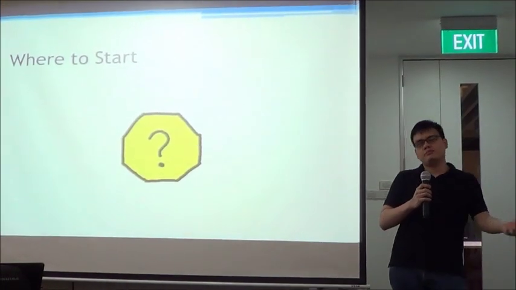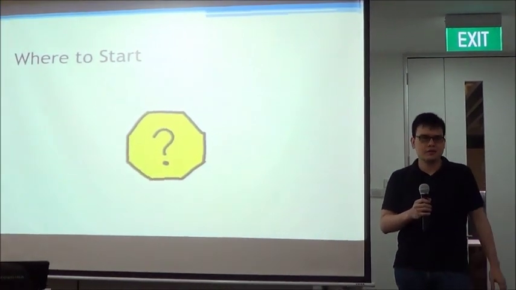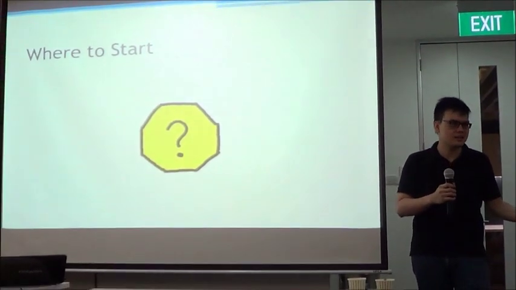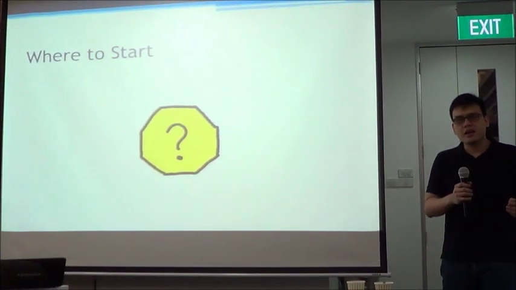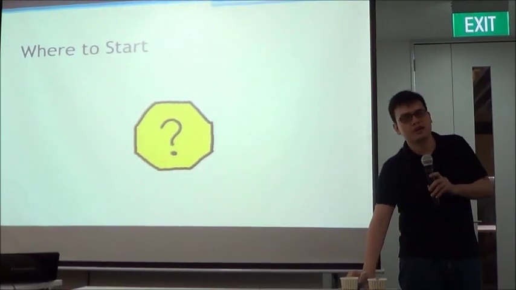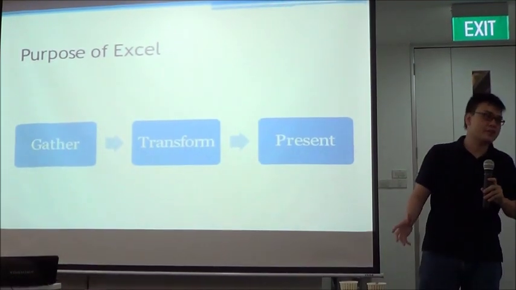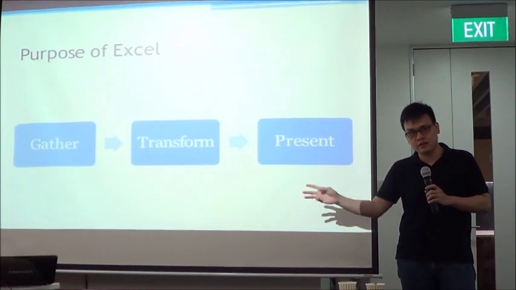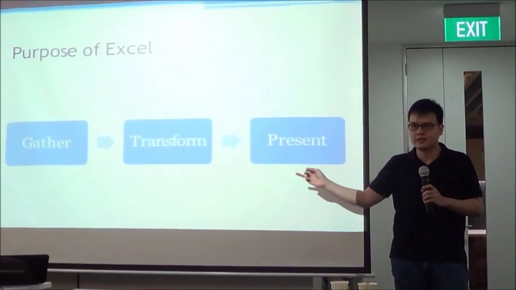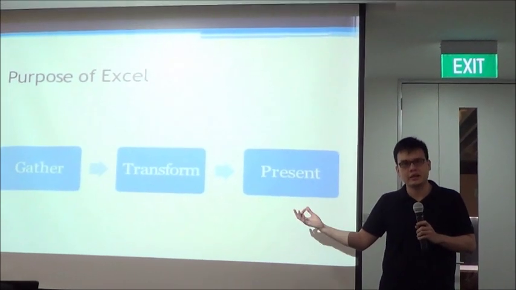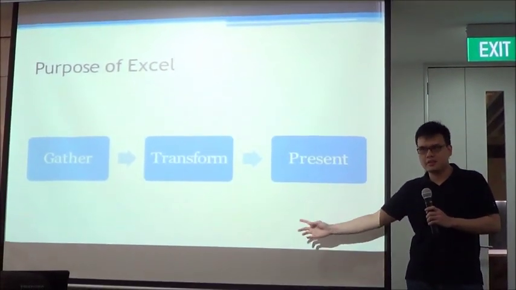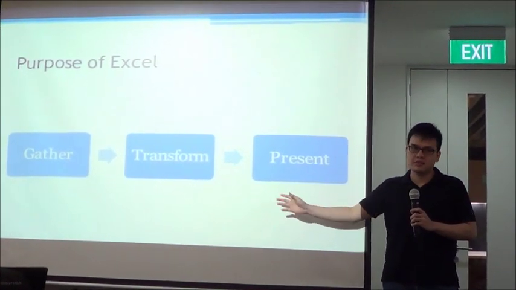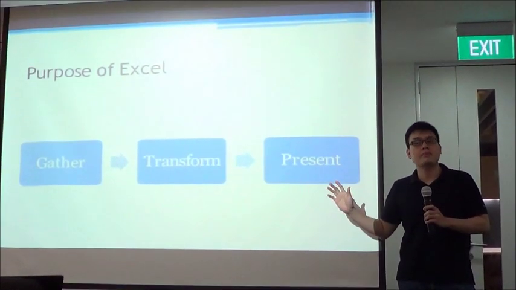Now, usually when you are presented with such a blank slide wherein, okay, I have Excel, I have Python, where do I start? So I think you have to first go into the level of understanding the purpose of Excel. So Excel can be boiled down into 3 functions: gathering and storing data, transforming this data, and finally presenting it. Take a note of these 3 functions, because some parts of this are actually well suited for Python, some parts are not.